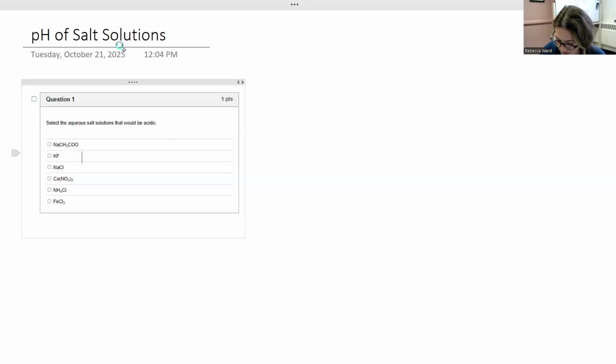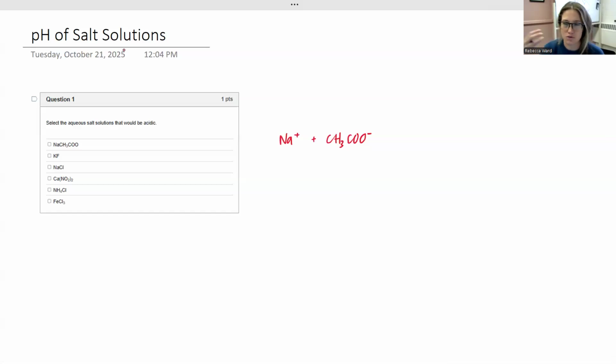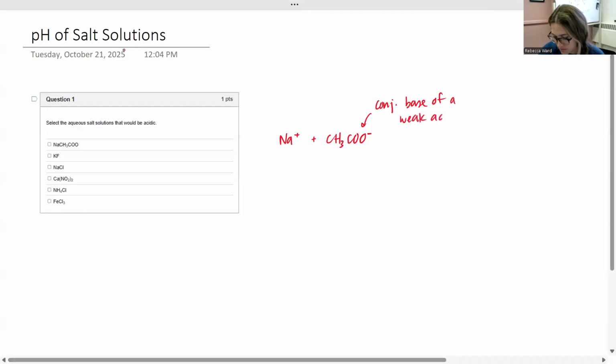So we're looking at sodium acetate, which is going to be Na plus and CH3COO minus. Na plus is one of our group 1 metals that is not densely charged enough to draw in protons from water, and so it winds up not having an impact on the pH. But CH3COO minus, that is the conjugate base of a weak acid, which is acetic acid, CH3COOH. Okay, I know that's a weak acid.